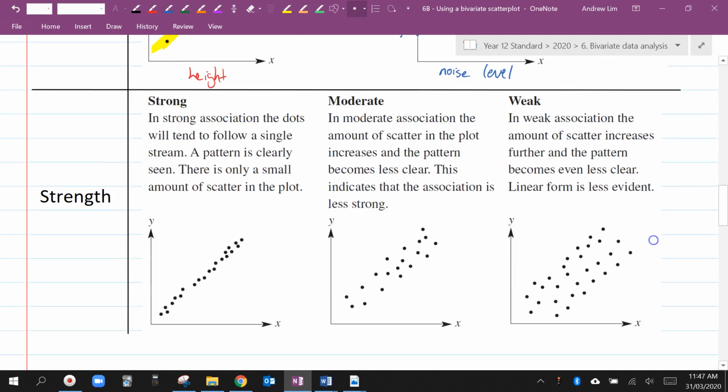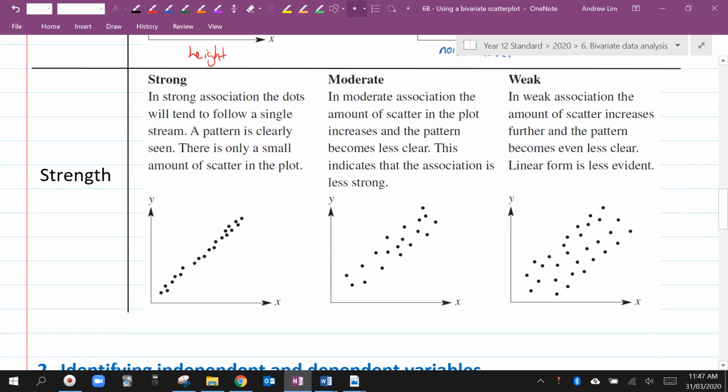Let's have a look at strength. If all the dots are very close together, so if we were to draw a straight line and the dots are very close to that line of best fit, then we say there's a strong association. There's a very strong relationship between the x value and the y value, or the two variables. However, if we draw a line of best fit and they're a little more spread apart, not as clustered together, then we say there's a moderate relationship. But if they're even further spread apart, but we can still see that there's a relationship, a correlation, or an association between the two variables, then we say that there's a weak association.